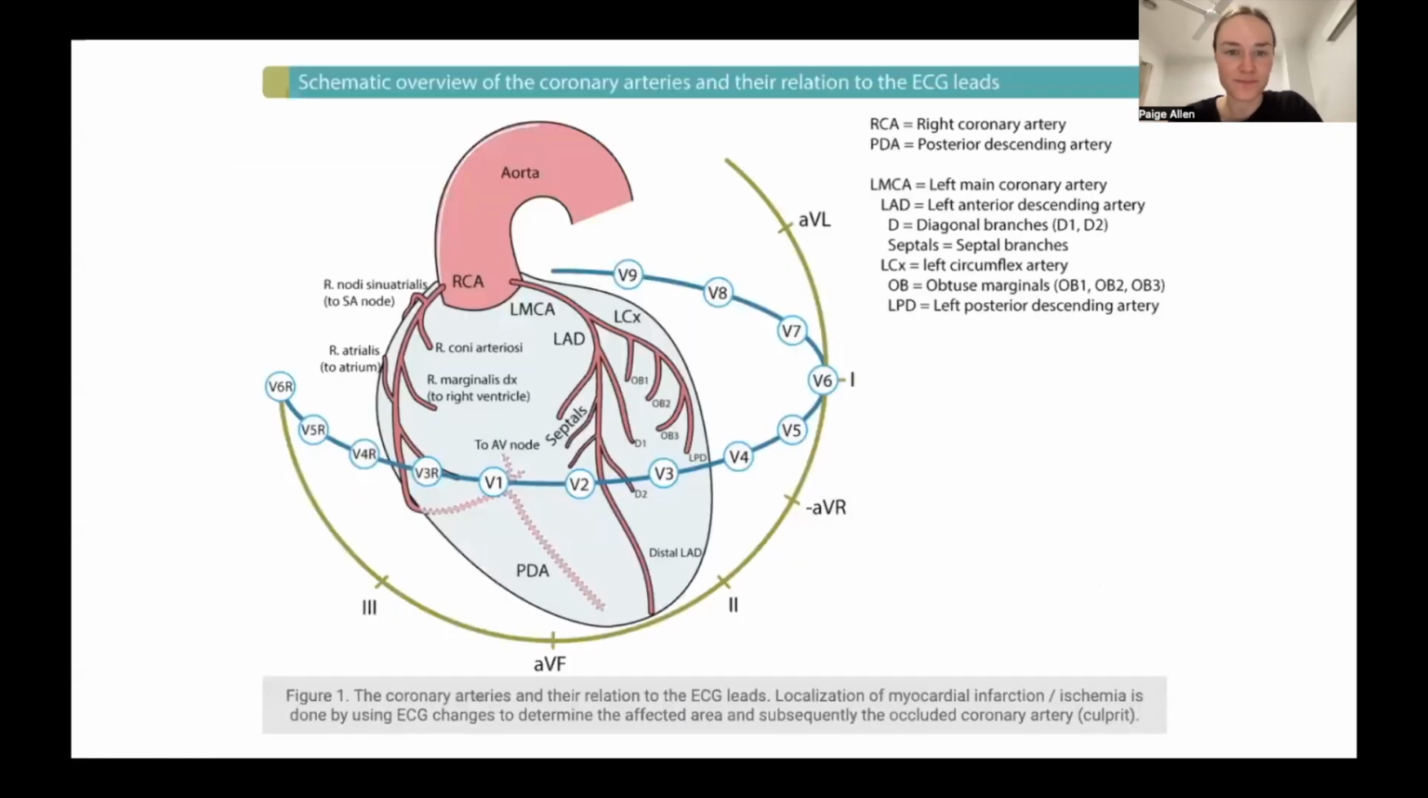I'm not sure how well you understand why we have the leads in certain places and why they correspond with certain vessels when we see ischemic changes, but I find this visual quite helpful. So I like to think about how the ECG dots are literally placed relative to the conduction system of the heart.